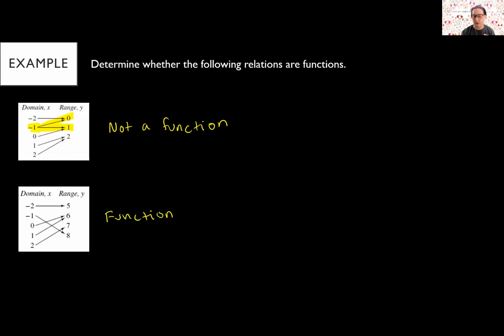So it's pretty straightforward when you're looking at just a series of numbers and you've got these kind of arrows mapping, because you're just looking at, are there 2 outputs, 2 arrows coming from something? Then it's not a function. Otherwise, it's a function. So pretty straightforward. Are there any questions on this example?